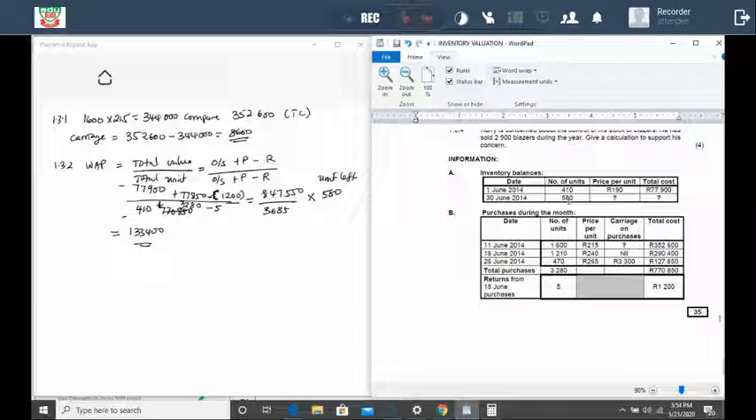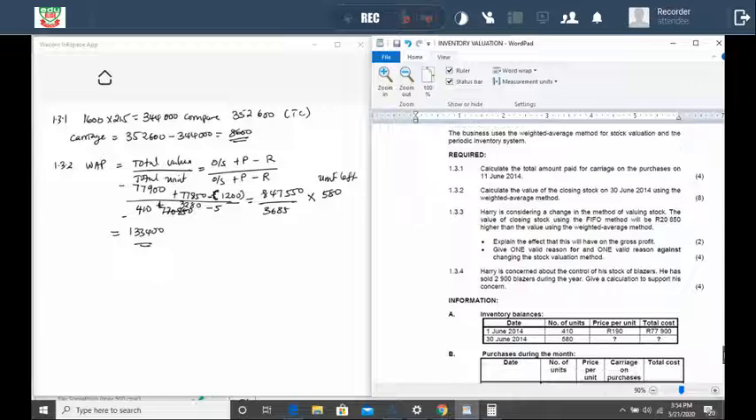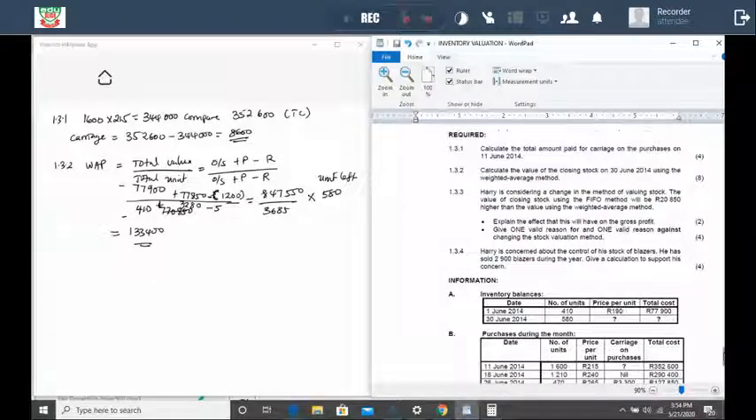The next question is very, very simple. Let's look at the next question, next page. Harry is considering changing the method of valuing stock. The value of closing stock using FIFO will be higher than using weighted average. You see, the value of closing stock. Let's look at 1.3.3. Explain how this will affect gross profit.